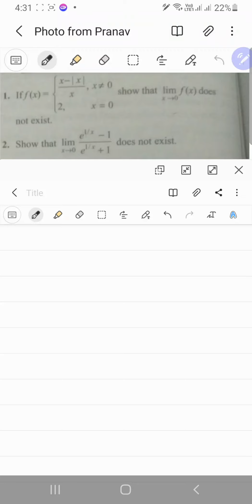So if f of x is defined like this, we have to show that the limit as x approaches 0 of f of x does not exist. So let's take the right hand limit. Okay, we don't need that, in fact. When x is not equal to 0, you have this thing, and then when x is equal to 0... oh right, we don't really need different things for x less than 0 and x bigger than 0. We can use this very thing for both cases.